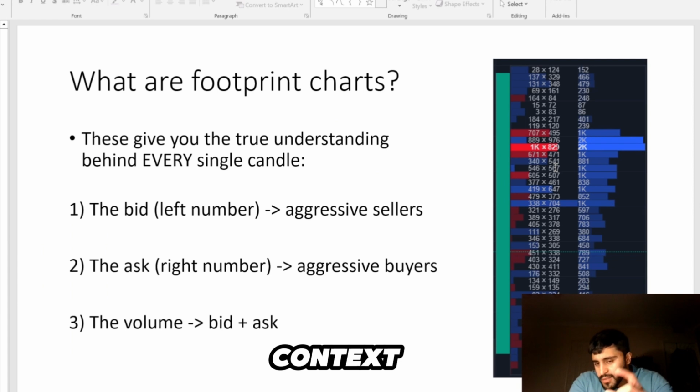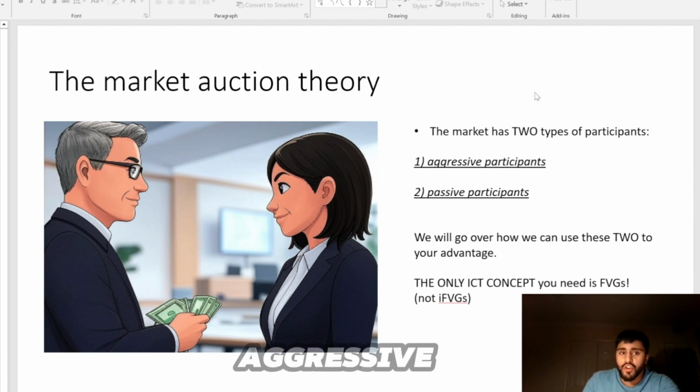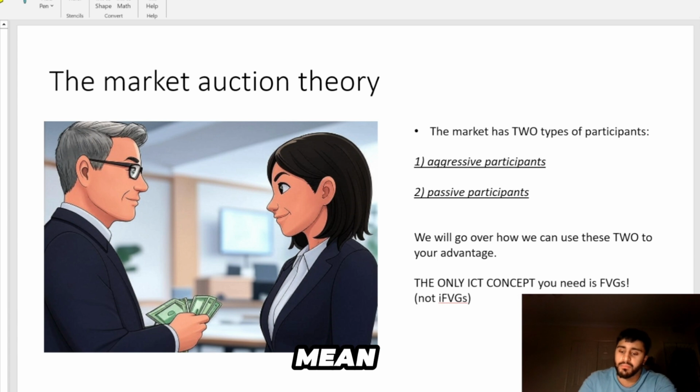So to give you some context, the numbers you see here, the bid and the ask, those are aggressive participants. So those correspond to number one, right? Those are aggressive participants. What we're going to be focusing on is passive participants, right? So we're going to be understanding what passive participants actually mean, right?